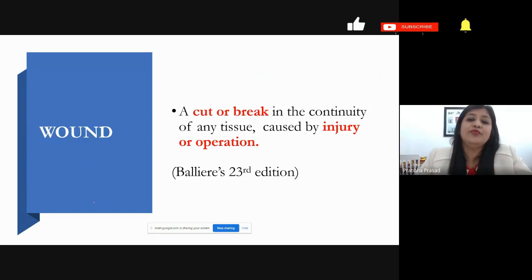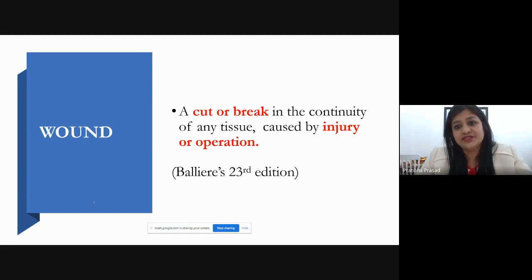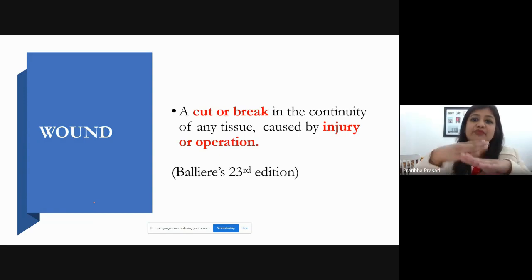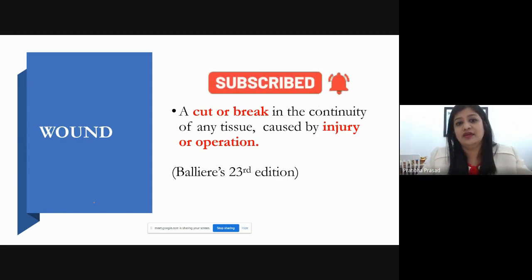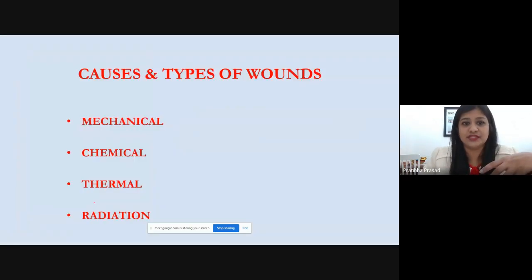Any cut or break in the continuity of any tissue, caused either by injury or by surgical operation, is defined as a wound. I think that's very clear. All the tissues are continuous, isn't it? So if there is any break in it, induced either by a surgeon or by accident or trauma, that is called a wound.